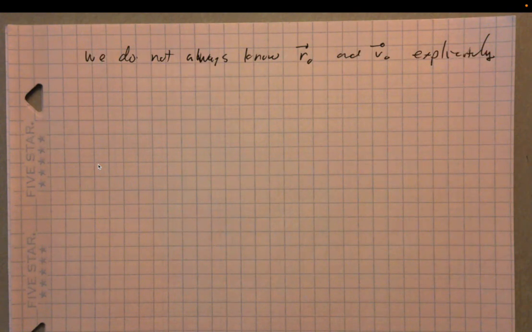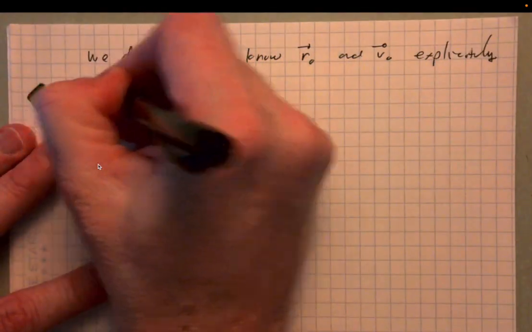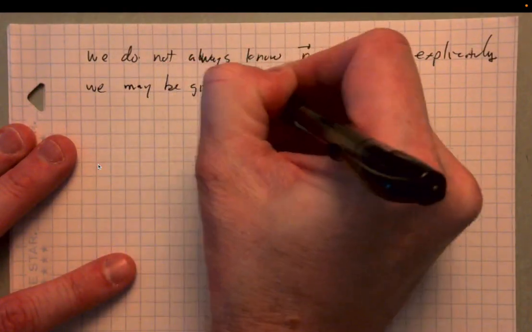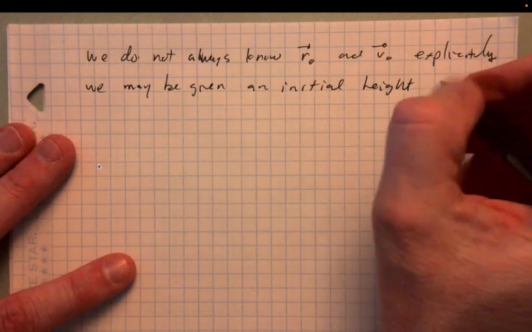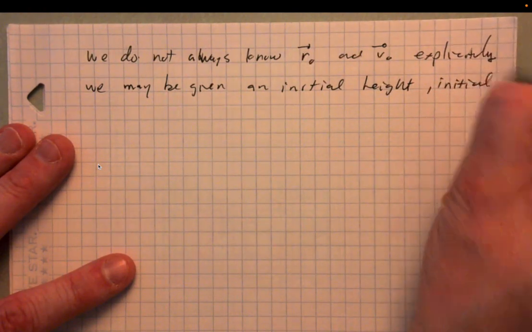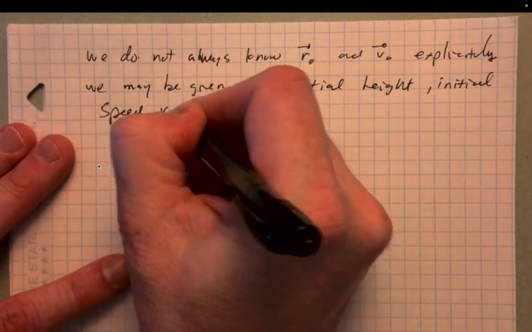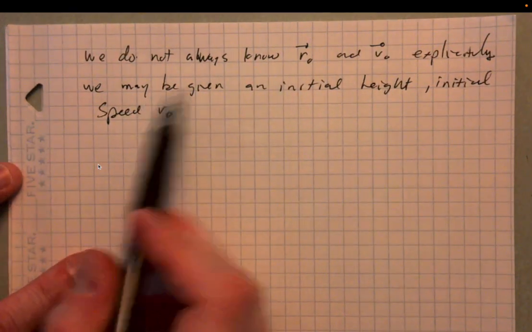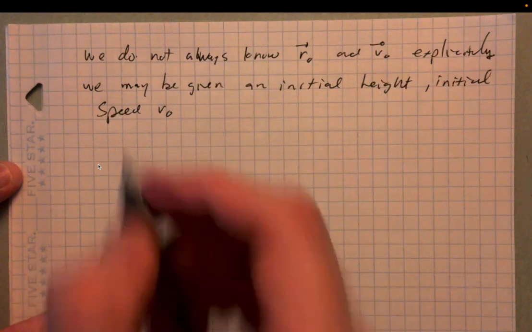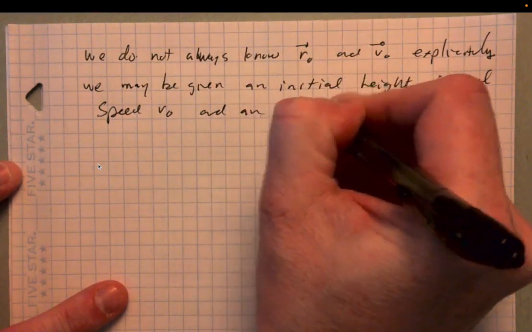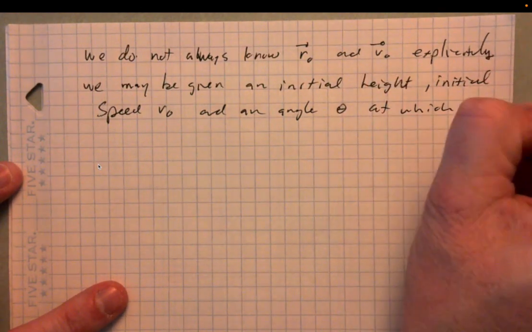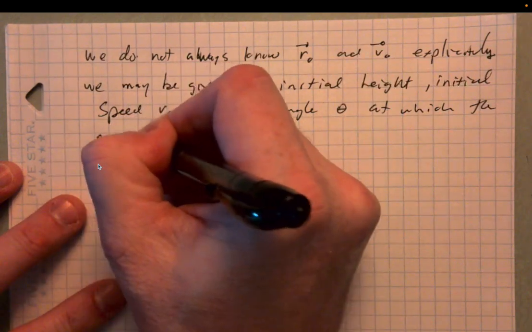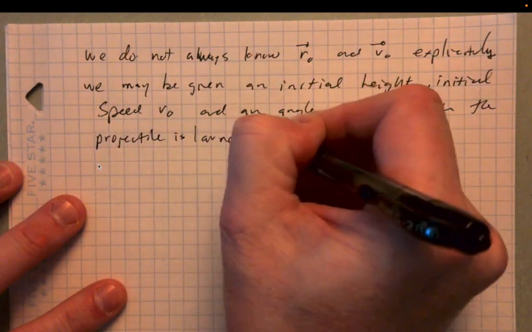We may be given a height and an initial speed and an angle. That's more likely what you have. So we may be given an initial height, right, for the position, an initial speed, v naught. Now notice it's not a vector, just the norm of the vector, and an angle, basically an angle theta at which the projectile is launched.